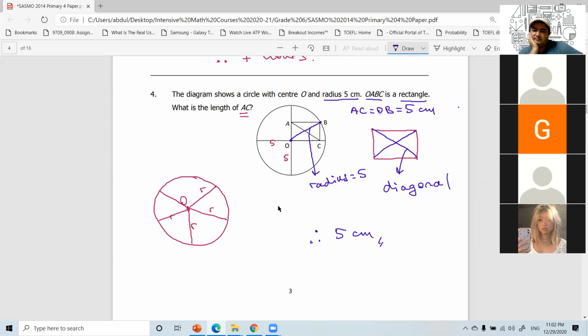Very good. Okay, girls and boys, that much is enough for today. I will put this question into the WhatsApp group, okay? Practice these questions. And also I will add one more paper. Practice these questions until next Tuesday. But do not rush to answer the questions. These questions are tricky questions, okay? In SASMO, you are going to solve these kinds of questions.